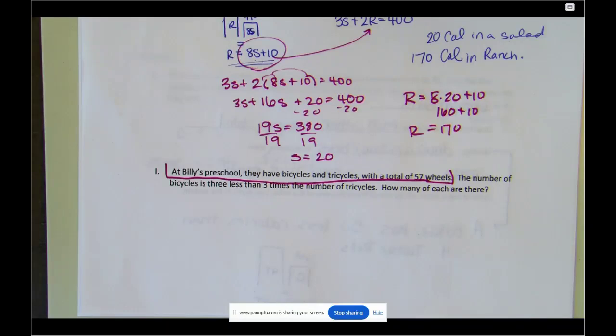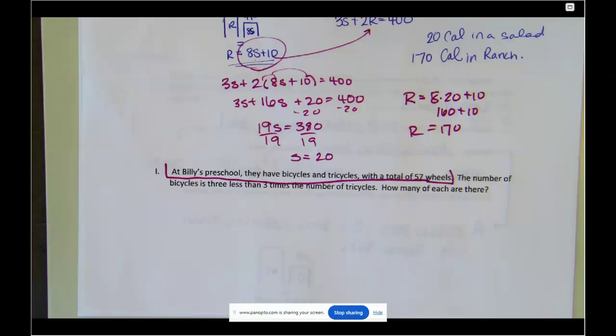says at Billy's preschool, they have bicycles and tricycles with a total of 57 wheels. Now, is that a comparison? Nope, it's just about bicycles and tricycles, right? So I gave you a total. This is sneaky. Okay, that's why we're talking about this one. I gave you a total. What's the total of? Wheels. So let's talk about this. The question wants us to know how many bicycles and how many tricycles there are.